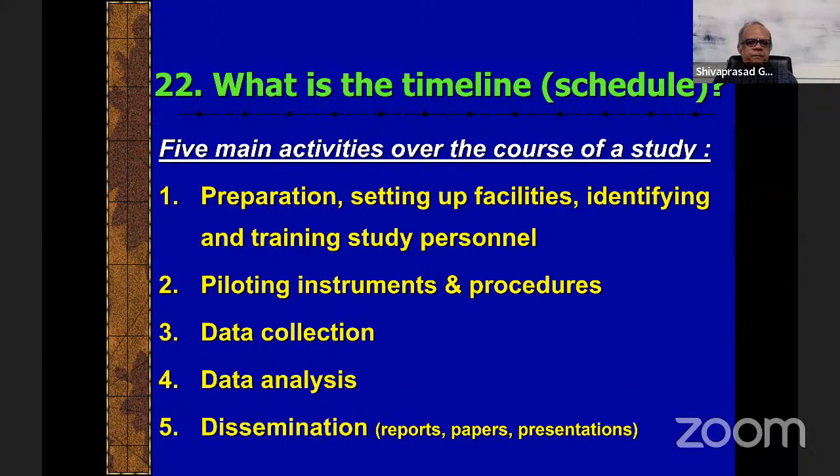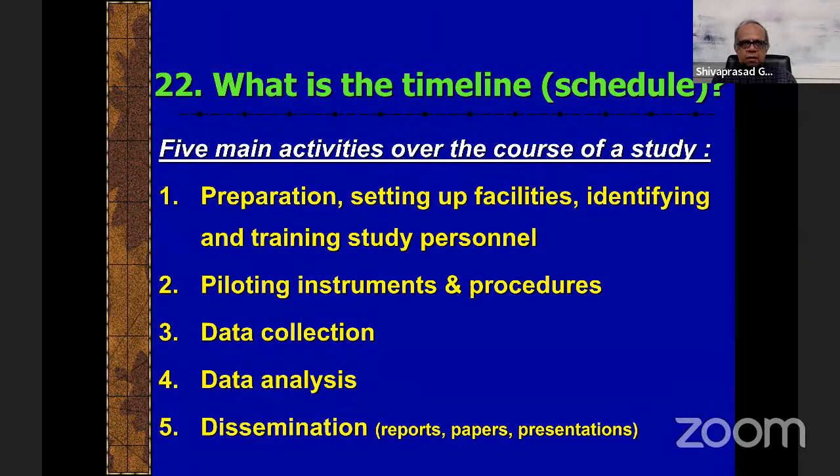The last 2 are pretty much under your control. Once the study is done, you can always set up the analysis in advance. So as soon as the data is cleaned up and locked, you can go in for analysis and then start writing your papers or reports to the funding agency, etc., or present in conferences. 4 and 5 are pretty much fixed, so that should not take more than 6 months. First 2 should not take more than 6 months. 3 is where the real challenge is.